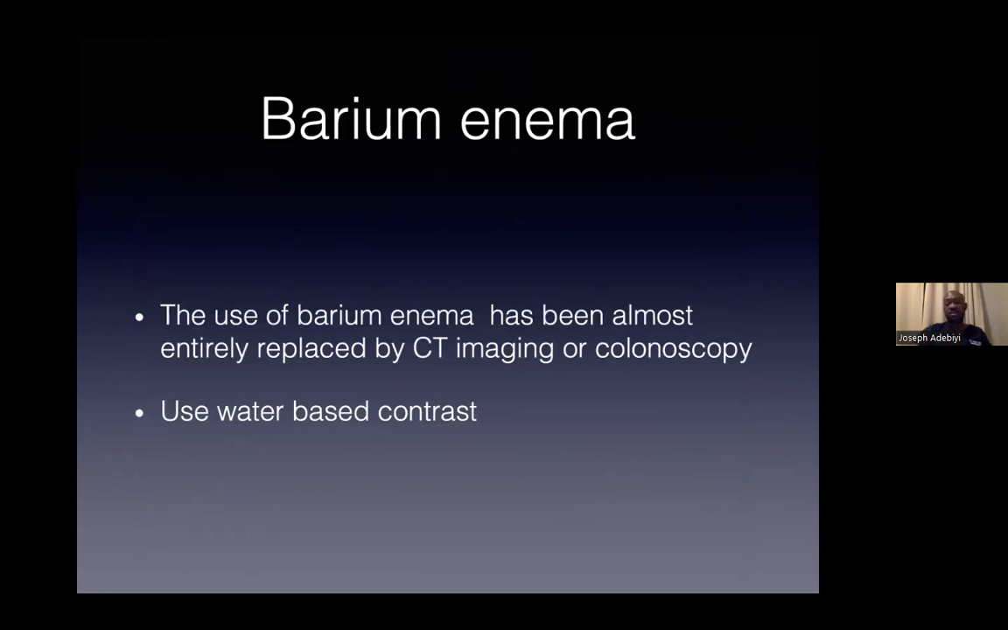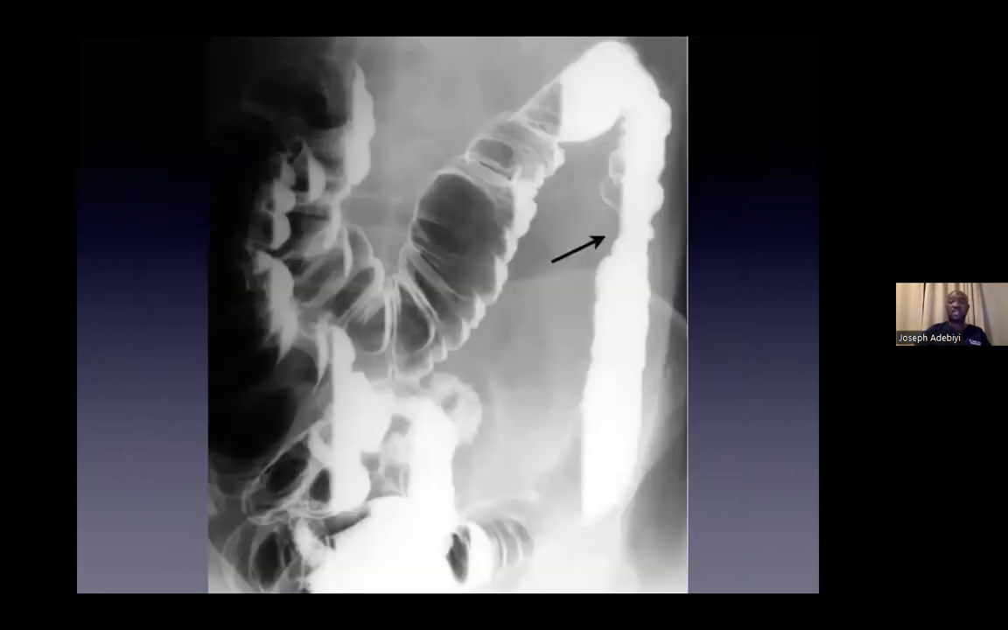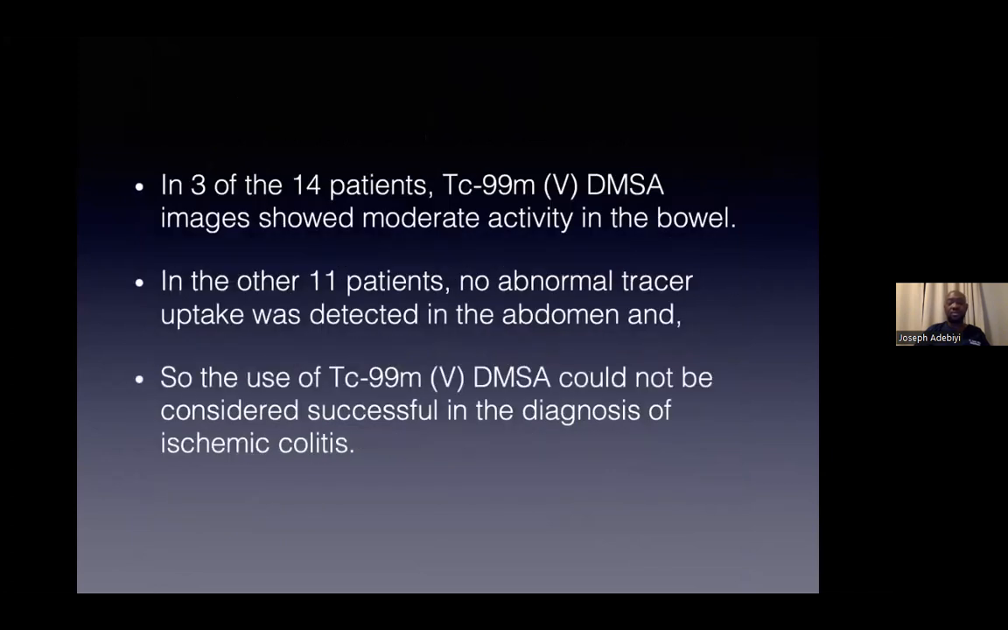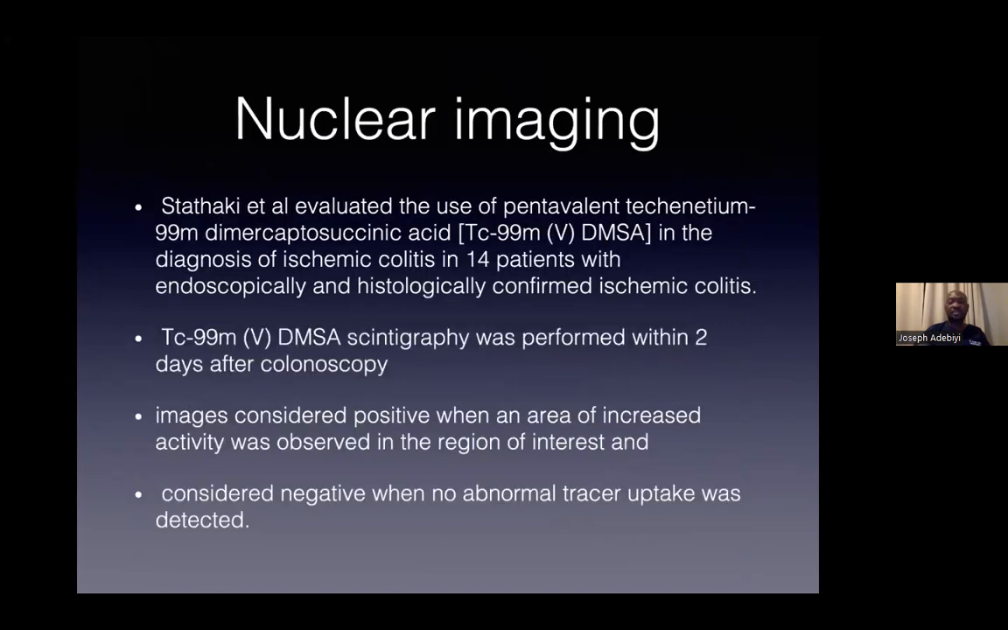Barium enema is seldom used, but if you use it, make sure you use the water-based contrast, and it usually will show some non-specific narrowing over a segment of the bowel. Nuclear imaging, again, is seldom used. But when you use it, you may find specific features which may show enhancement around certain areas of the bowel.